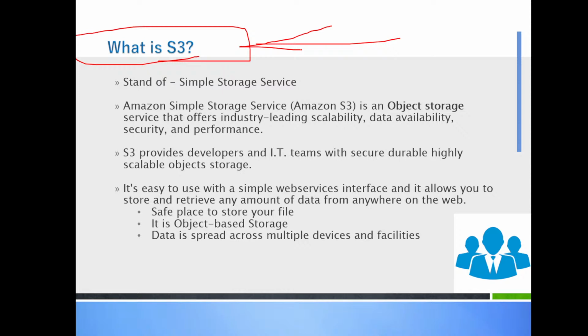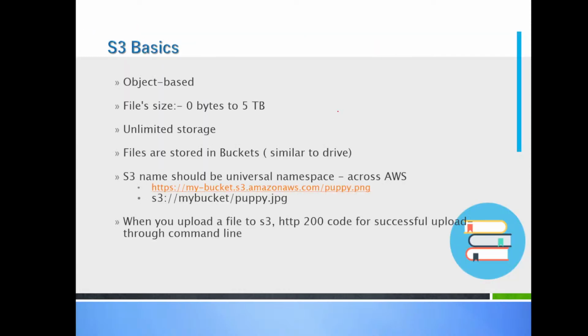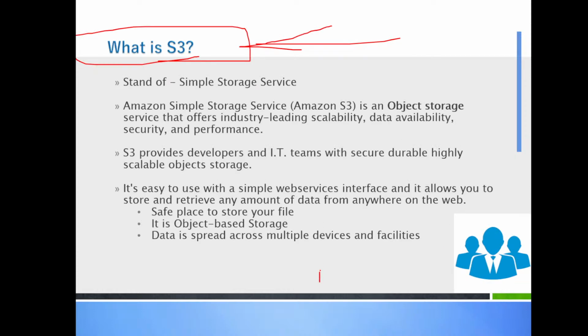Okay. So what is the difference between block storage and object storage? In block storage, the data is stored nearby as small blocks. All the data is stored in small block sizes, and all the data is stored in a single disk. But in object storage, the data is spread across multiple devices. The files are spread across multiple devices. In S3, you can store as much data as you want. It's unlimited storage.